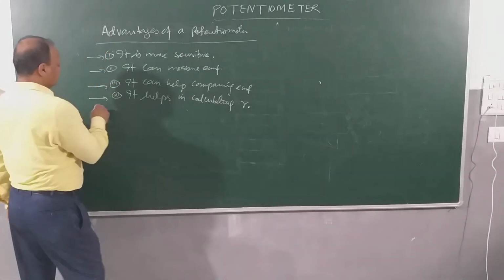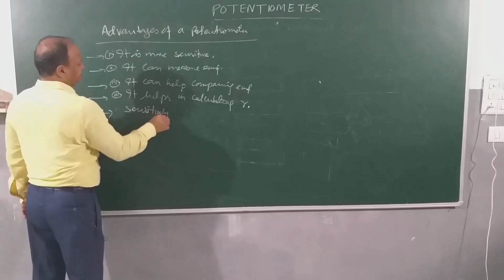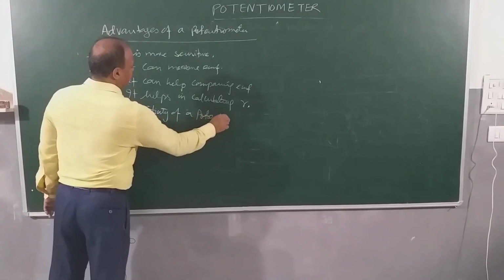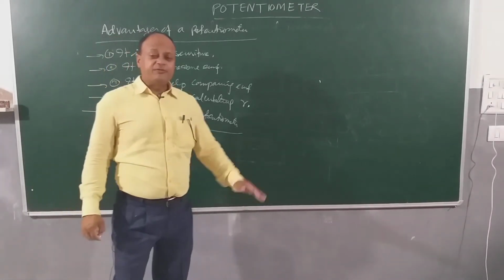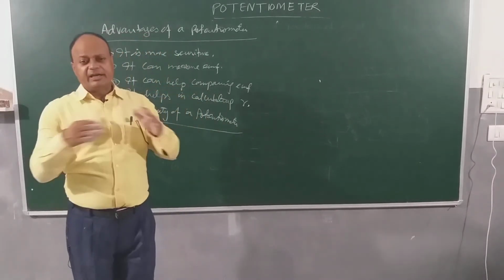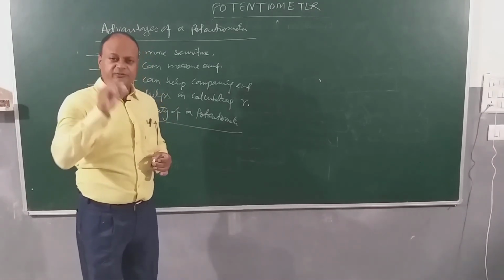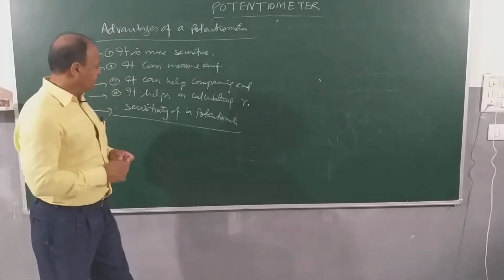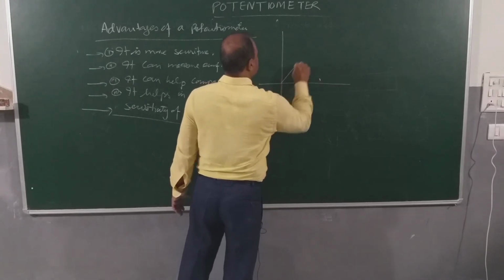Now there is another term that they ask, sensitivity of a potentiometer. What is the meaning of sensitivity of a potentiometer? Children, if you have a potentiometer which gives a greater balancing length for a smaller potential difference, then we say it is more sensitive, and its sensitivity is measured by using the potential gradient. They ask this quite often in the exam.